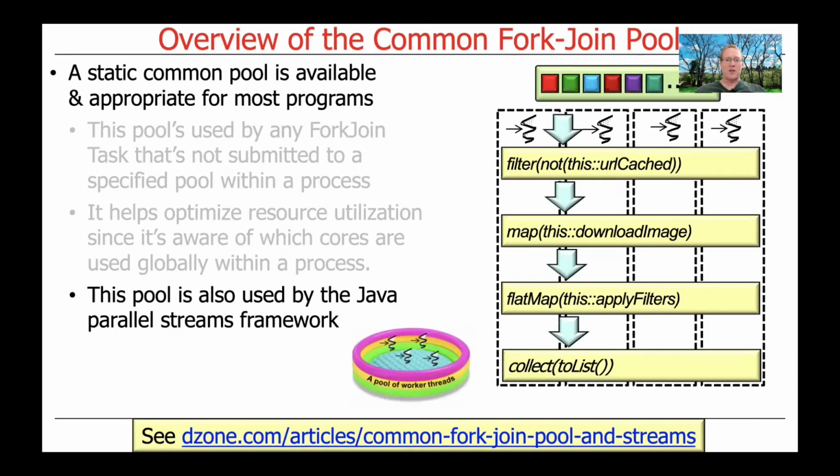As I mentioned before, the common fork join pool is also used by the Java parallel streams framework, which sadly we won't have time to talk about much in this class, but it's very cool. I think I'm going to give you one example of the Java parallel streams framework when we start talking about programming techniques for the fork join pool. And it's kind of the last thing we'll look at just as a comparison and a contrast with how things work with fork join pool versus parallel streams.